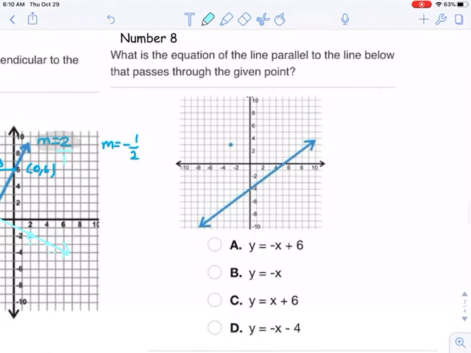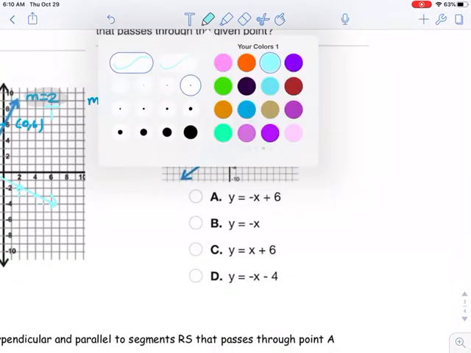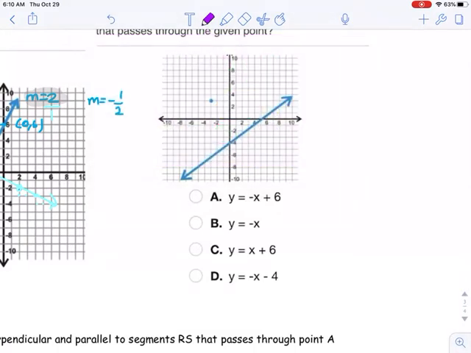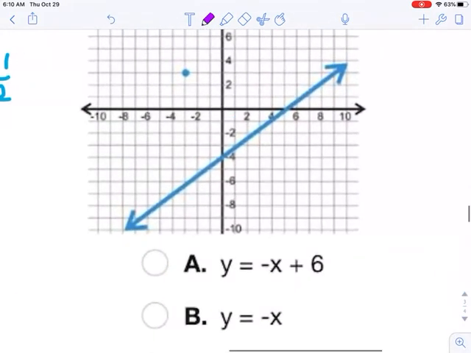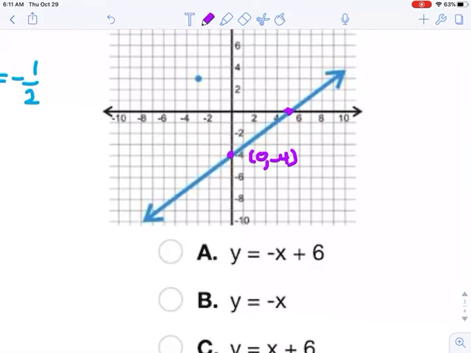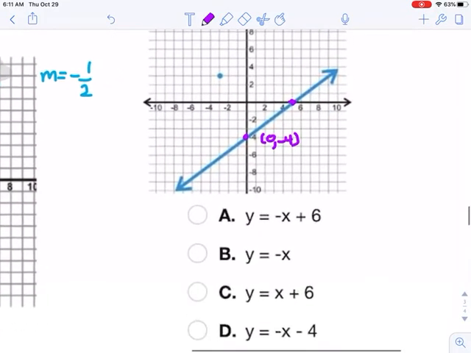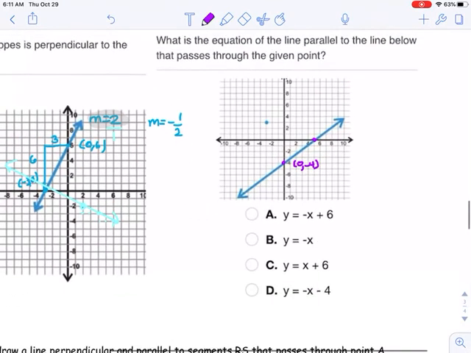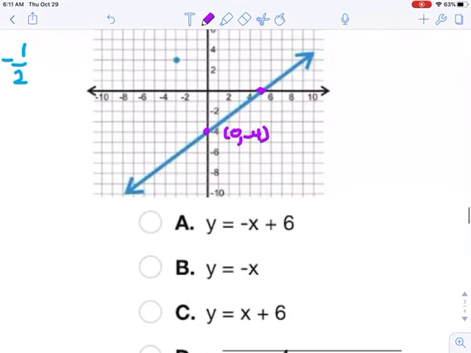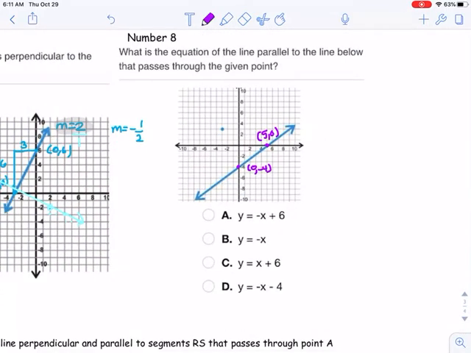Number 8. What is the equation of line parallel to the line below that passes through the given point? Okay? So, what we got going here is, let's think about some things. We got 0, negative 4, and then 5, 0. So I stole this problem from the iBook. Let's look at some things.